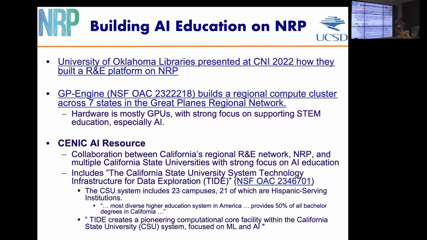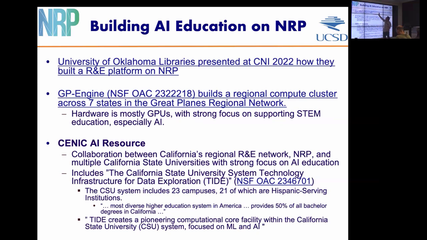I don't want to go too much into details. I'm going to give you three examples, and then I'm going to show you a little bit of how this works for one of them. So there is the University of Oklahoma Library presented, and in my actual PDF, you can click on these and go to the real thing and learn more about it. I'll send you the PDF later.